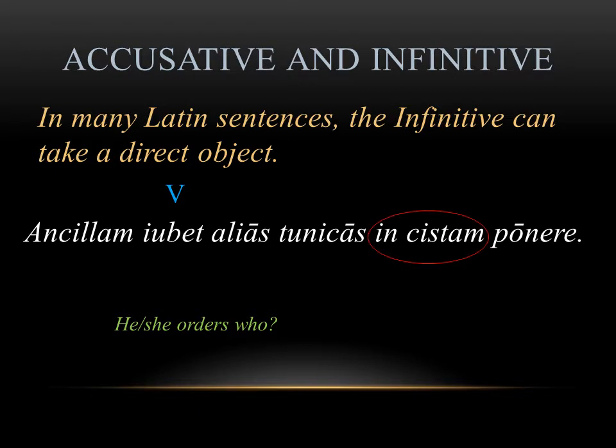Another option is in cistam, and we notice that cistam ends in an am, which is our accusative singular in the first declension. The problem with this, though, is that in cistam is a prepositional phrase, and we learned last chapter that prepositional phrases can never be direct objects. So this won't work either. The only option we have left is ancillam, the slave woman, and it makes sense. It ends in am, which is a first declension accusative singular ending. This is our direct object. You're saying he or she orders who? The slave woman. So we mark it with a DO.